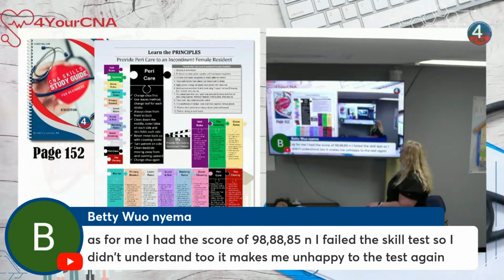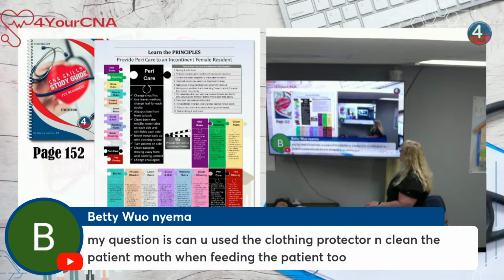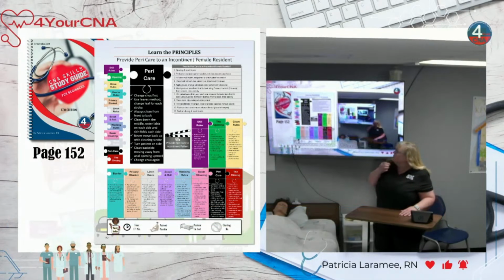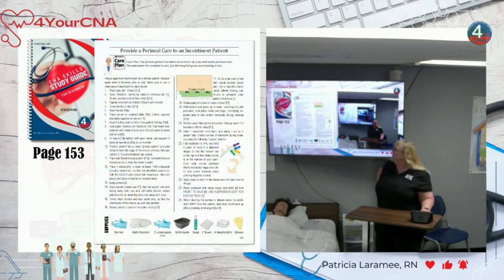Yeah. And Betty, I'm so sorry. Unfortunately, with just numbers, there's no way for me to tell. This is the predominance of the question, though. But yes, you can use a clothing protector. If you've got a clothing protector over their chest, you can use that to clean them up. Absolutely. That's what I would use. Softer than a napkin. All right. Good? Moving on.